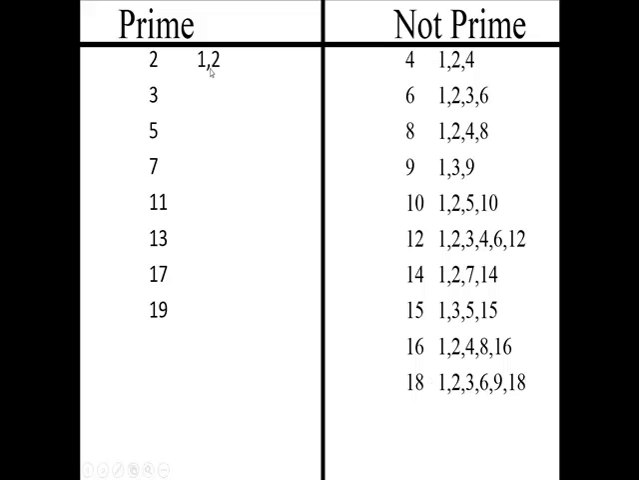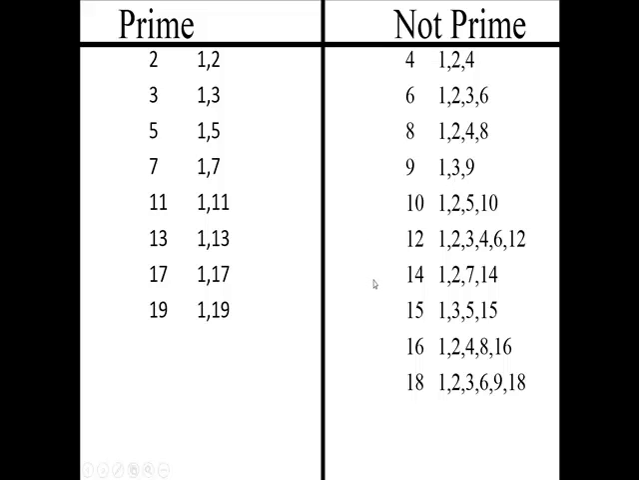Now the factors of 2 are just 1 and 2. Factors of 3 are 1 and 3. You see why these are prime? They look a little different than these, don't they? 5, 1 and 5, 7, 1 and 7, 1 and 11, 1 and 13, 1 and 17, and 1 and 19. You see why 9 is not prime now? Because of that 3, huh?